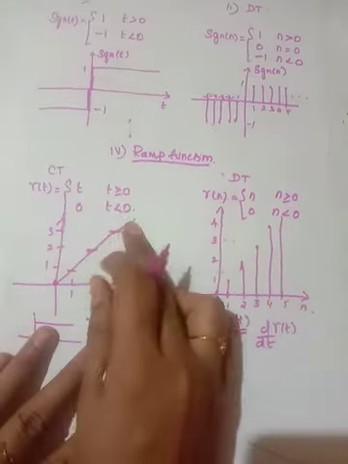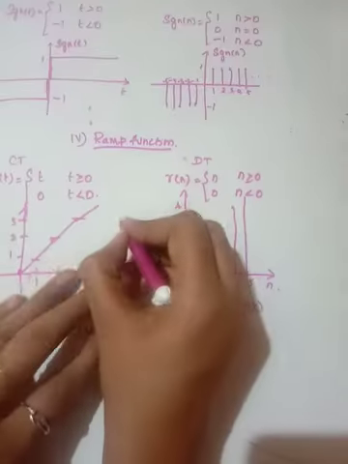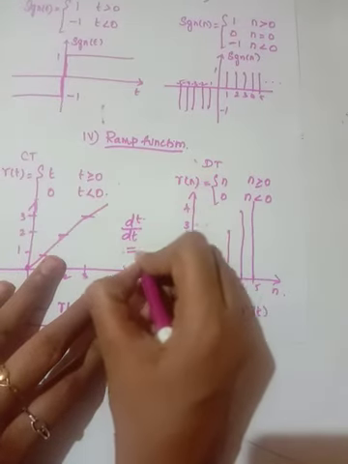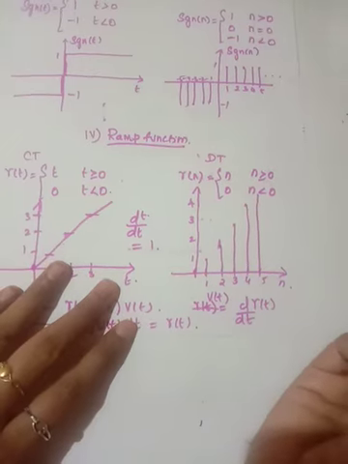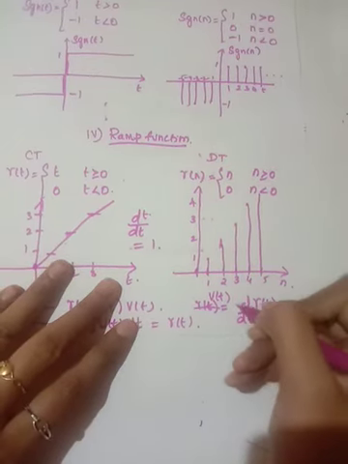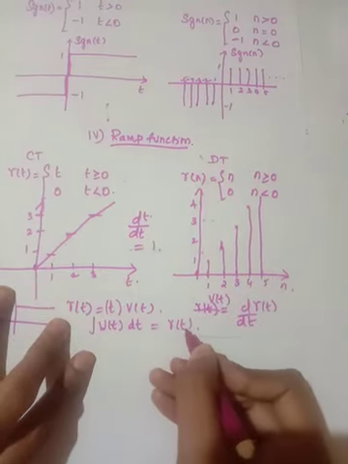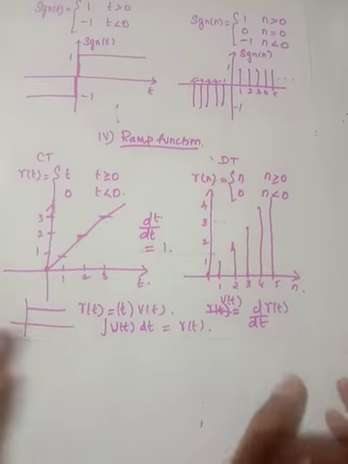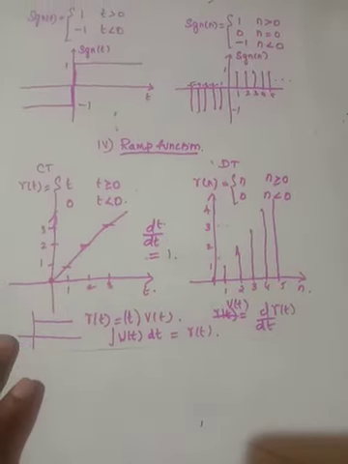Consider this is a variation t. Now see here, when you differentiate t, what will you get? You will get 1, which is nothing but a unit step function. So when you differentiate r of t, you will get u of t. When you integrate u of t, you will get r of t. So this is vice versa. One signal can be obtained from another signal.